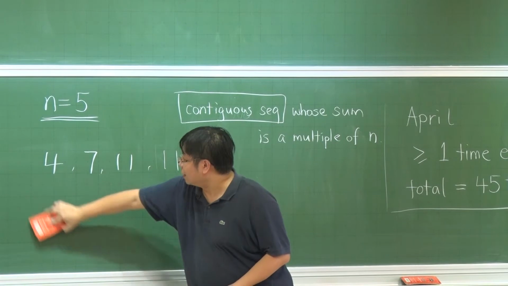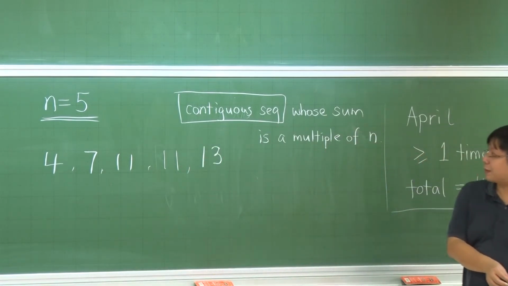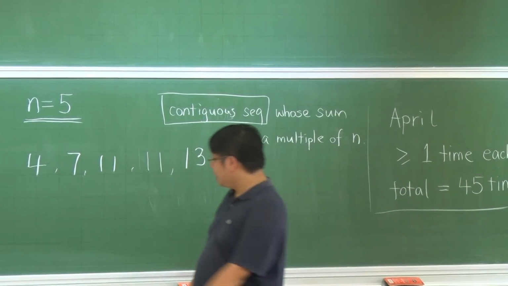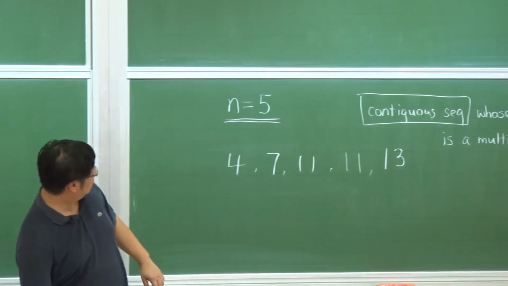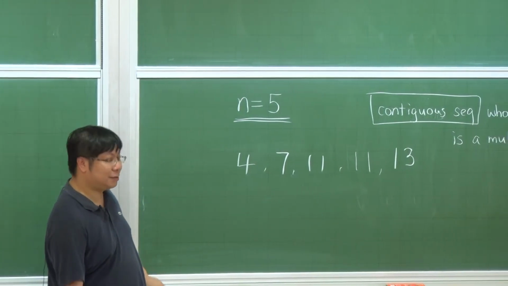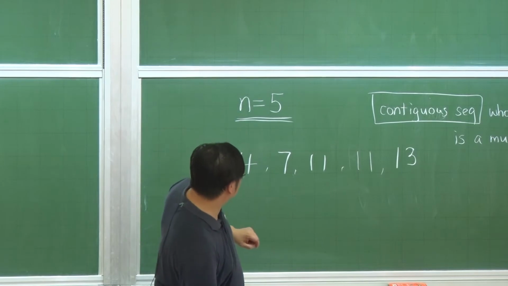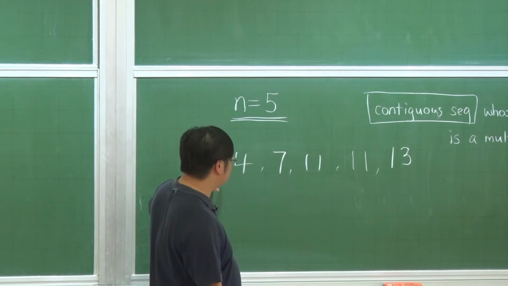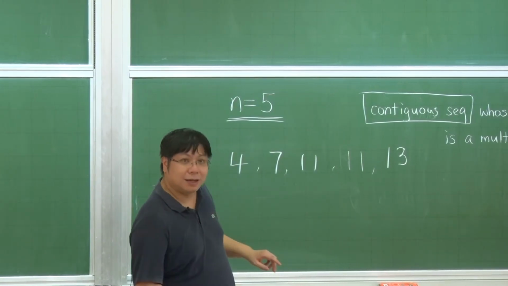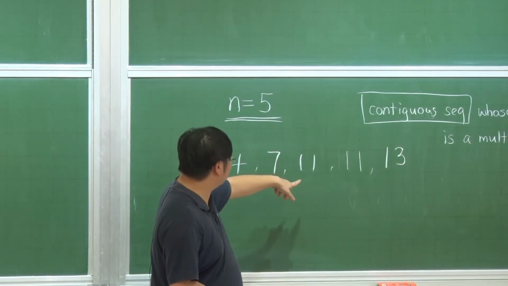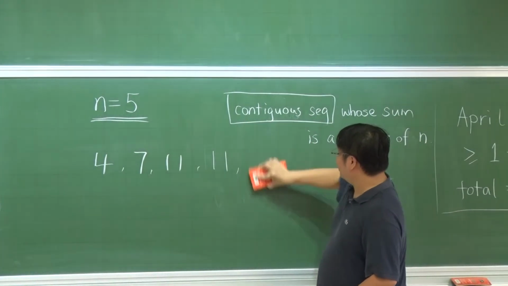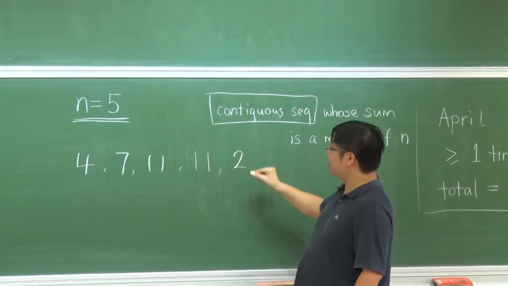But still, let's see if we can find a contiguous sequence whose sum is a multiple of 5. Anyone? 18, 19, 23. The last 3. Yeah, thanks. Last 3: 11, 13, it is. Okay, so let's avoid this last 3. Let's change it to 2. So the last 3 does not add up.